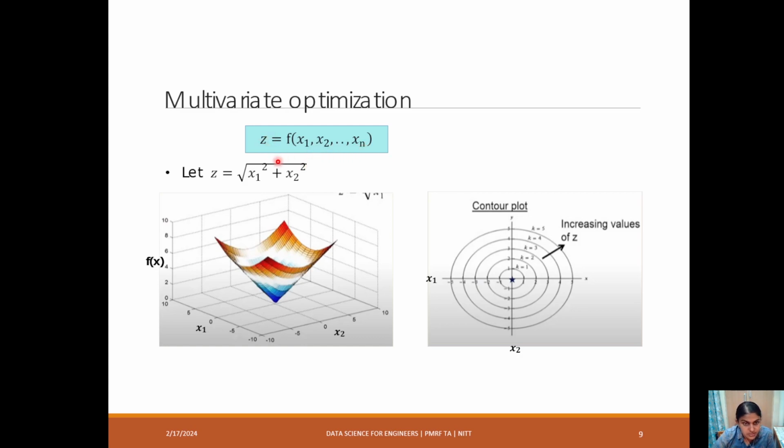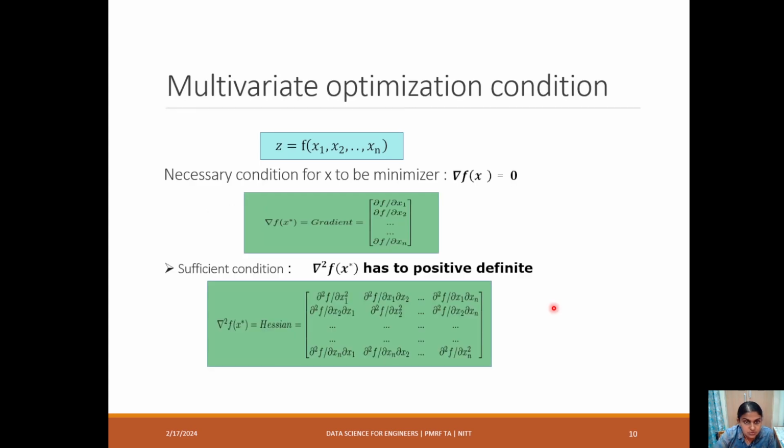up to xn, and one of the examples that can be shown is z equal to root of x1 square plus x2 square. This example you have seen in the lecture videos, and how the contour of that plot looks, you have also seen. So we'll go through that. Then z equal to f of x1, x2, etc. up to xn, that is the multivariate optimization function.